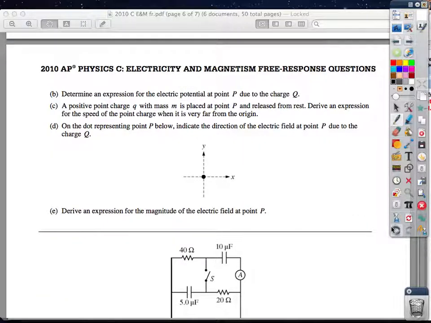Okay, well anyways, oh actually we kind of did it, all right? Because we did our expression, all it is: set the kinetic energy equal to the voltage times the charge. And then for part D, indicate the direction of the electric field at point P. It must be like this, right? Because the charge is positive on Q.